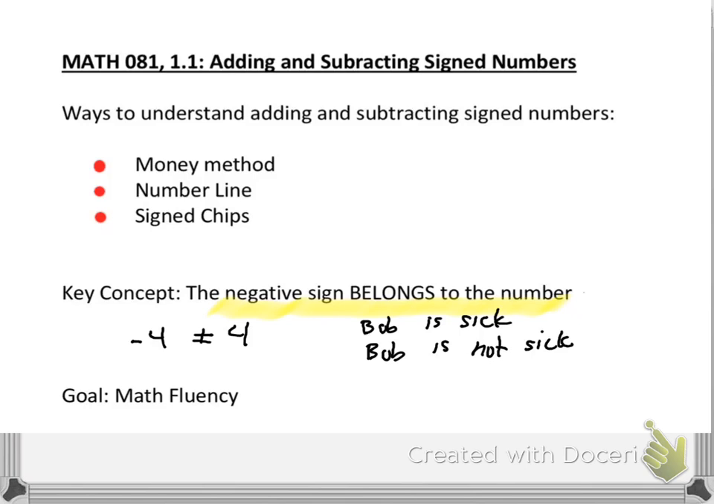Unfortunately, in mathematics, because both of these share the number 4, many people almost think of -4 as being the same thing, okay? And -4 and 4 are the same thing just as much as Bob being sick is the same as Bob not being sick, okay? They're not the same, they're very much opposite.